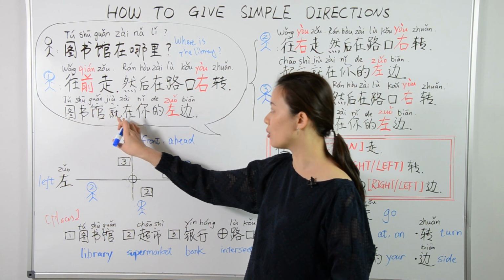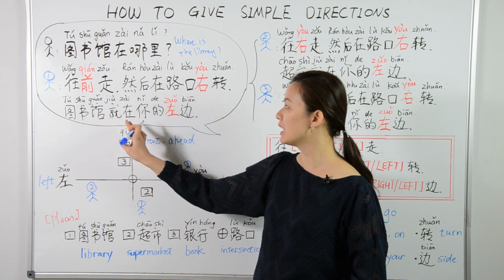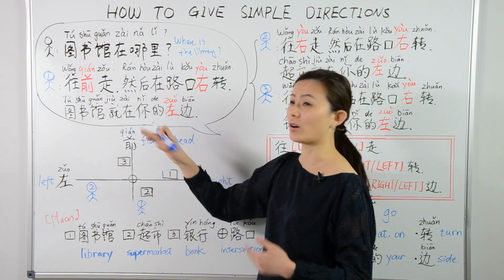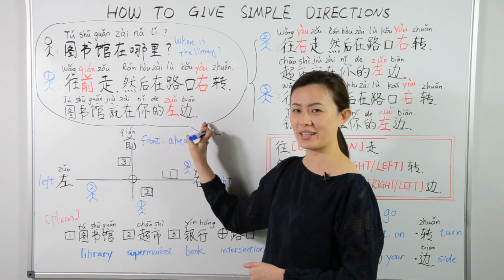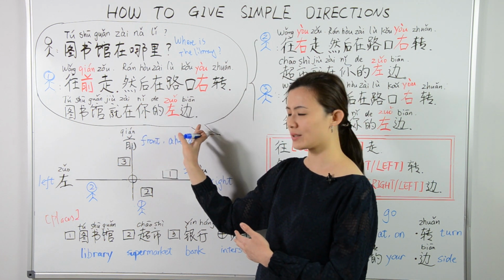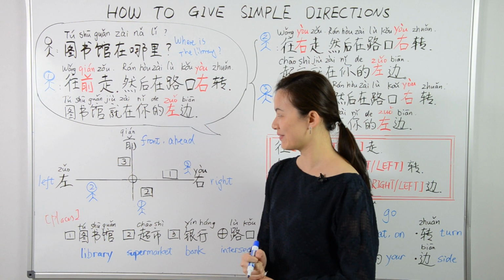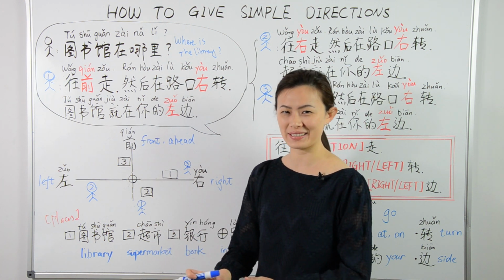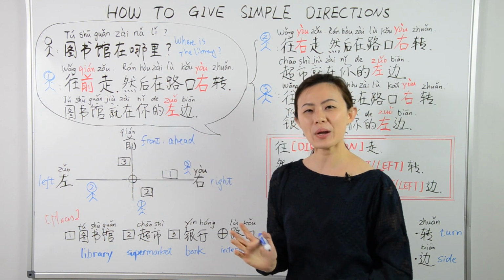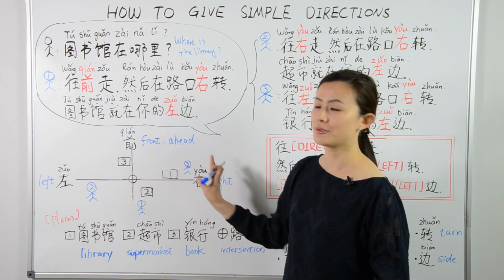图书馆就在你的左边。图书馆 library, 就在 means right at or just at, 你的左边 on your left side. It would be right on your left side, which sounds a little confusing. Let's say the library will be just on your left side, right there, you won't miss it. 图书馆就在你的左边.